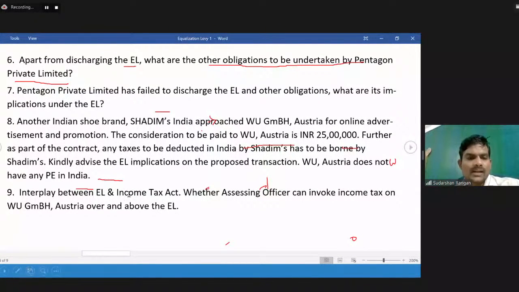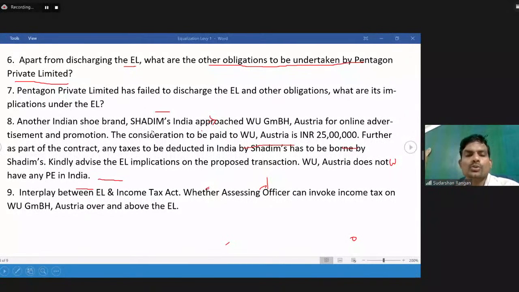Now, I have two other questions. The 7th question we have already covered: Pentagon has failed to discharge the EL obligations, what are the implications under the EL? I've told you the implications are interest and penalty, similar to what is done under the Income Tax Act: penalty for failure to discharge, penalty for not furnishing the equalization statement, and interest will also attract. Now let's look at question number 8.